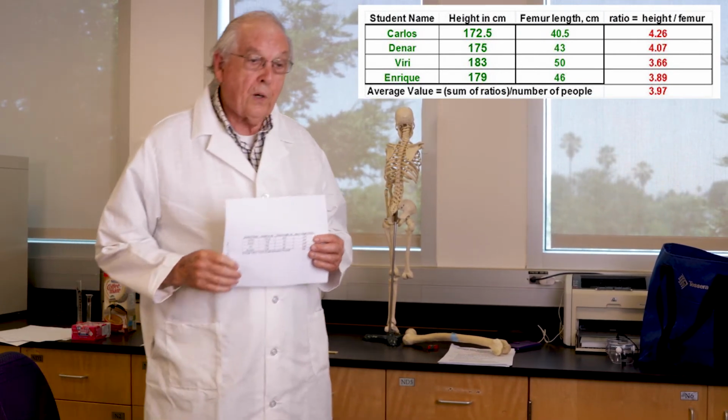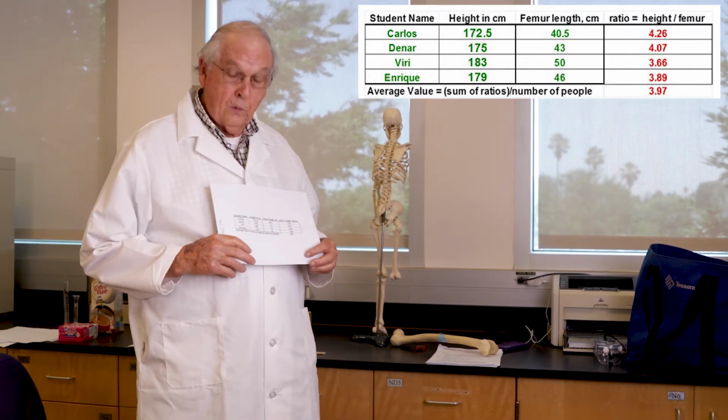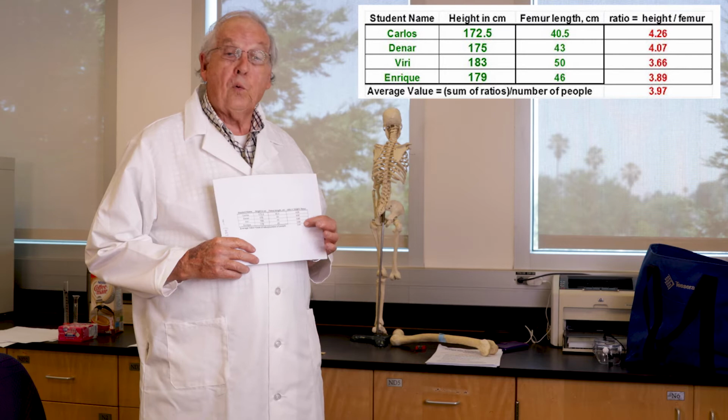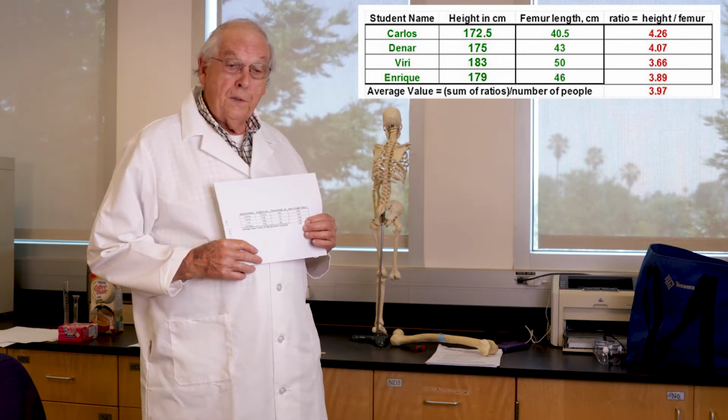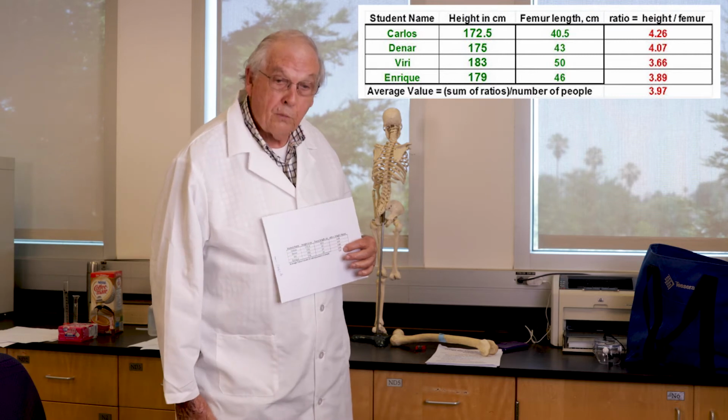So what'll happen is when we look at the data, here's the image we'll have in the video. Here's some data from a prior semester. And we had 4 people in this particular group, and the average is about 4. So what that means is your height is about 4 times that of your femur length.